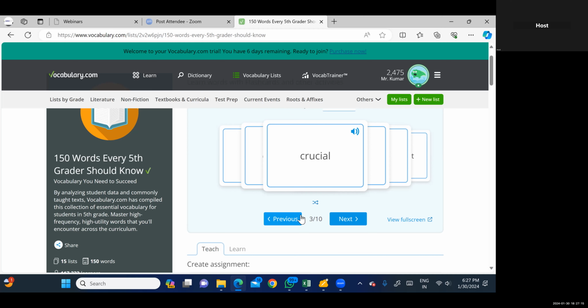Sanjay, give me the meaning of crucial. Sir, I don't know. Find from Google, beta, that's what I'm saying. Open Google, open the Cambridge dictionary and tell me the meaning. Sanvika? Very important. Sentence.